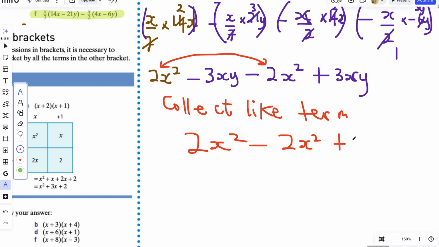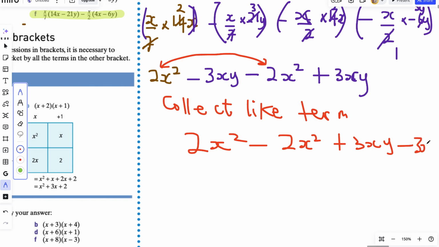You say plus 3xy, this one, and minus 3xy. You can write this one first. You can say minus 3xy plus 3xy, any one you wrote first. Okay? Minus 3xy. At the end of the day, you're going to get 0.